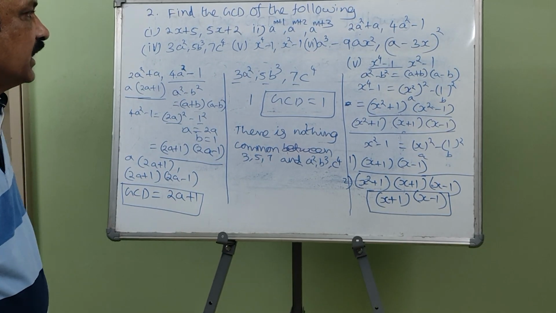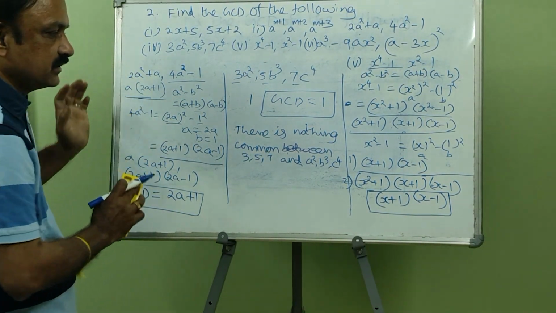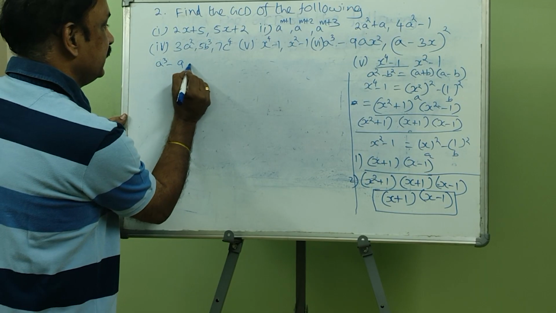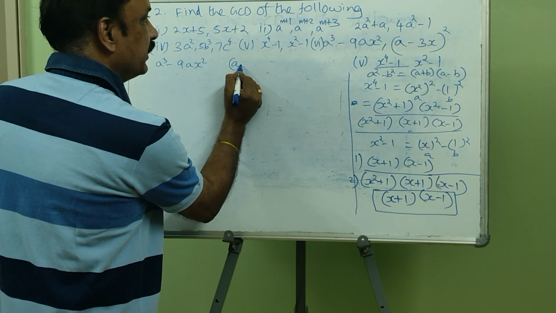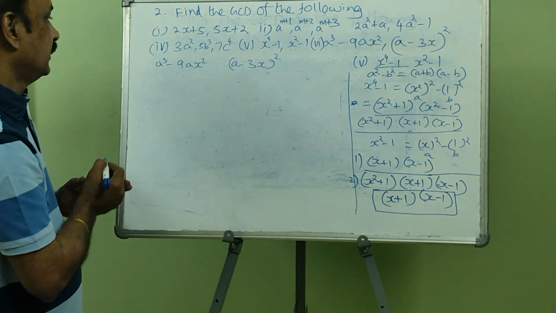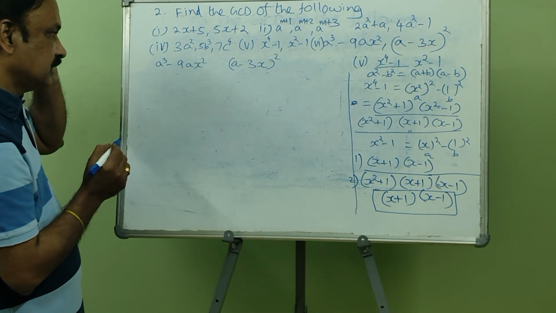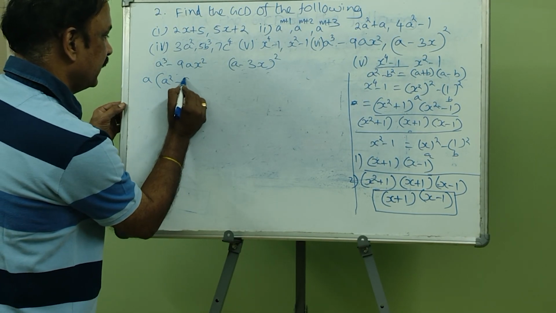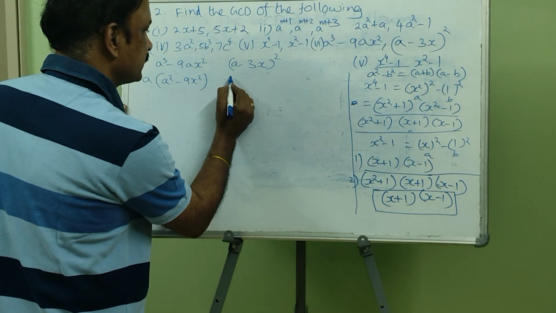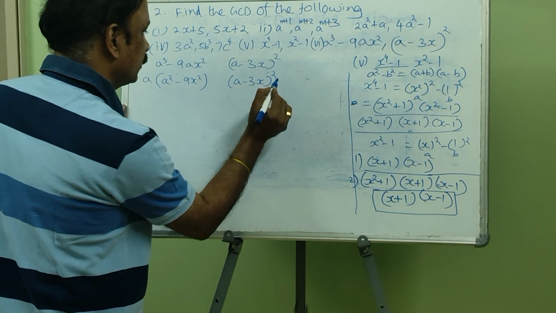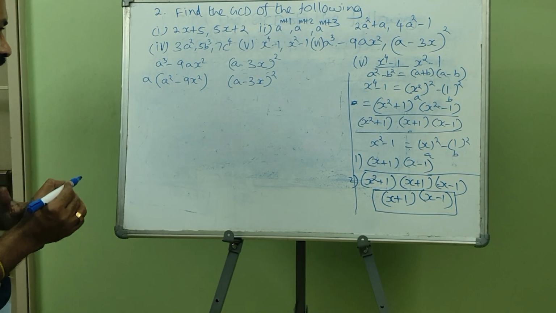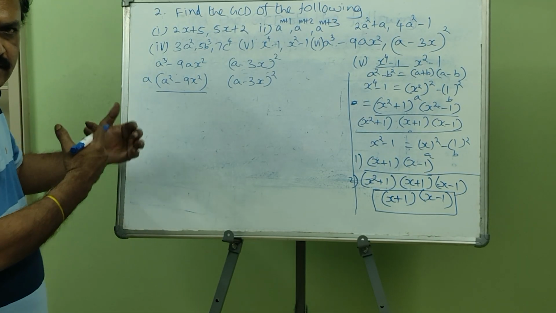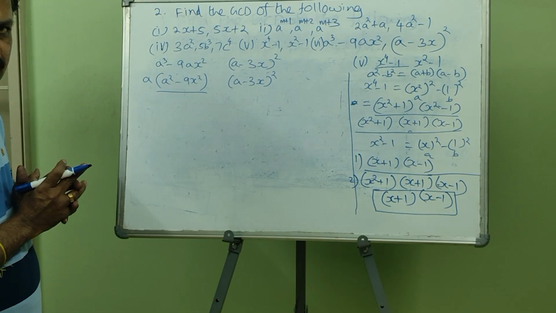Now let's do the last problem, which is slightly difficult. Let's do the sixth problem now, which is a cube minus 9ax square and a minus 3x the whole square. Now if you take the common one, which is a here, a into a square minus 9x square, and we can write this as the same, a minus 3x the whole square. Now let's look at this. Can you look at this and see what is inside this? Can you make this a factor? What comes to your mind?